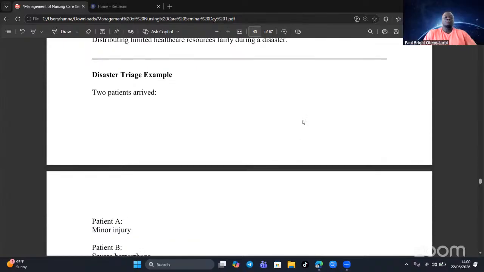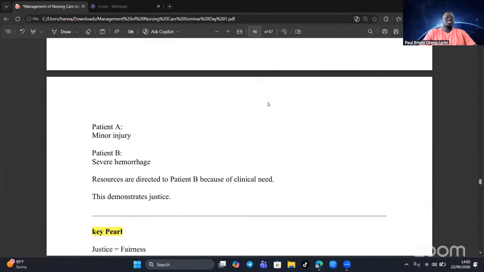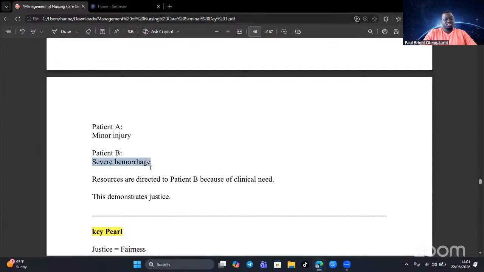Okay, let's continue. 2 patients arrived. One is having a minor injury, the other one is having severe hemorrhage. Resources are directed to the patient with severe hemorrhage because of the clinical need. Maslow. Okay, this demonstrates justice and fairness. Okay, like our brother Mr. Wuni said, you can't say because of their immigration status or because of their creed or color, you're going to deny them. No. Okay, that is it.